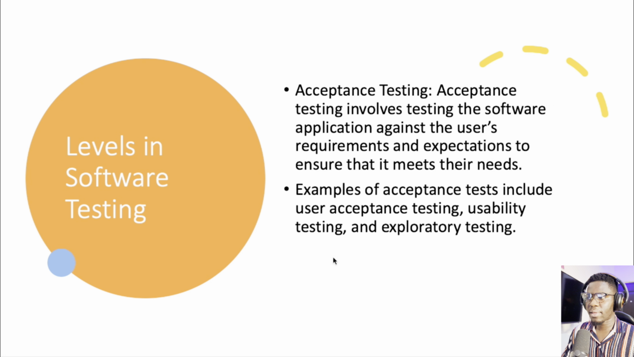Now we go to acceptance testing. In acceptance testing, we check the user's expectations, and then we check the functionality of the application, and then we try to see if they tally. Basically, in acceptance testing, we check to see if a user is going to use an application, let's see if their expectations are met, right? Examples of acceptance tests include user acceptance testing, usability testing, and exploratory testing. Don't worry, we are going to cover all of these terms as we move on in these tutorials.